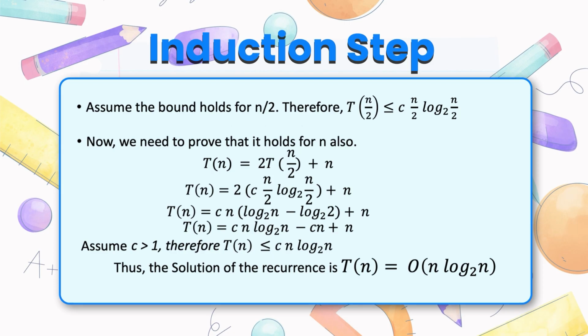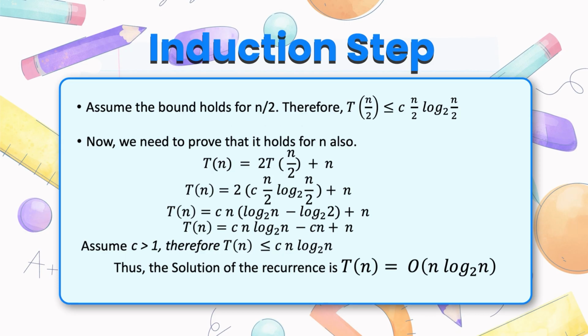Alright, what was the case for n? The function for n was Tn equals 2T(n/2) plus n. Alright, so T(n/2), by this particular equation, we are replacing it with the bounded value, C times n by 2 log 2 of n by 2.